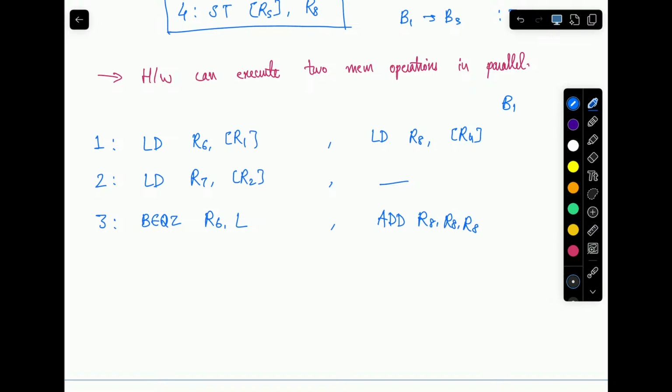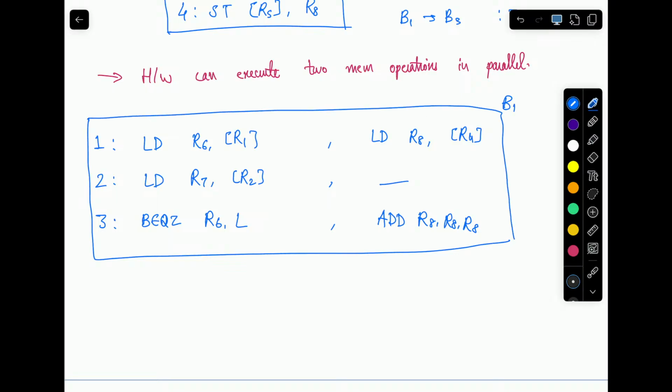No, any 2 operations including memory operations can be executed in parallel, let's say. Yeah, okay, that was the statement I wanted to make. So let's say all of this is my basic block 1. Why should I split the basic block now? There is a branch, right?